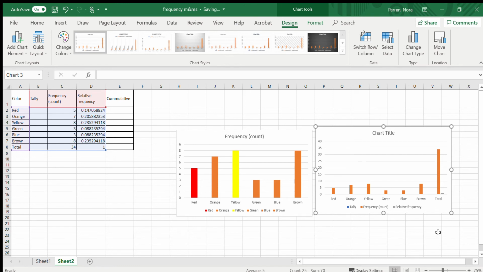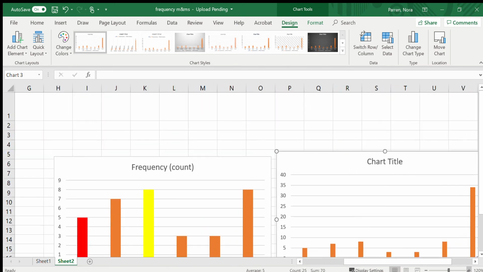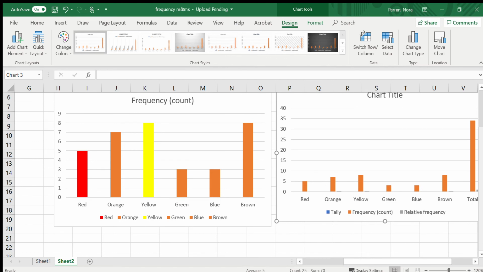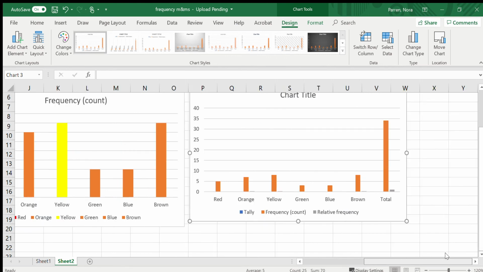And you can't even see the relative frequency at all because those numbers are so small compared to the total, so it's trying to graph both 5 and 0.14 at the same time. If we zoom way, way in, it might show you that you can start to see some of those bars, but it's weird to have them on the same chart because they're at such different scales.